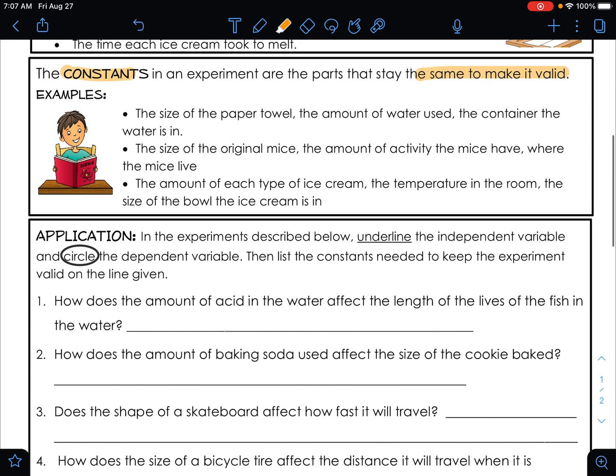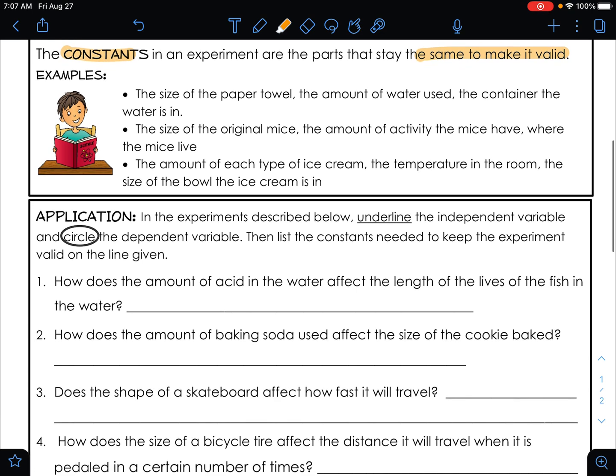Okay. So what we're going to do is take a look at a few scenarios. In the experiments described below, underline the independent variable. So the one thing that we are purposely changing. So that's the IV. And we're going to circle the dependent variable. That's the DV. Then list the controls needed to keep the experiment valid on the line given.